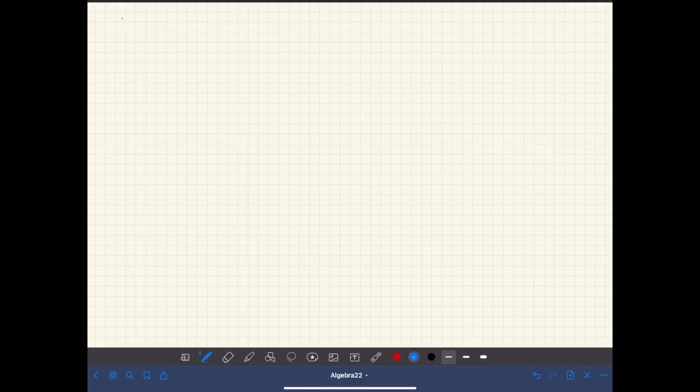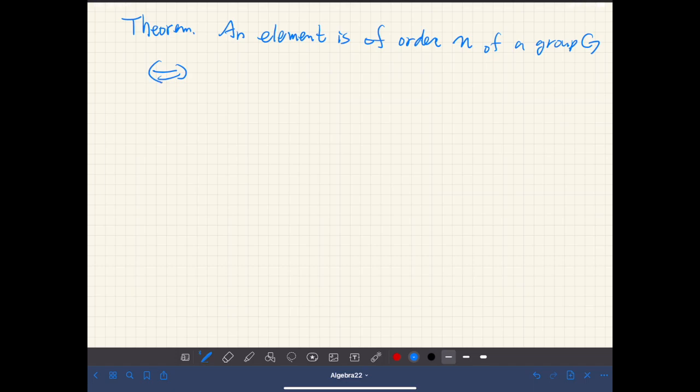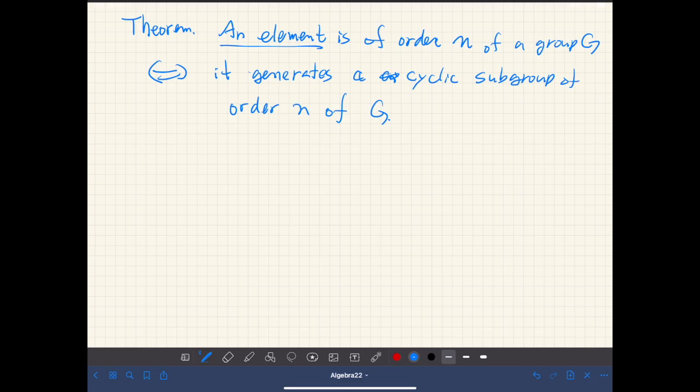Now let's prove this interesting theorem. An element is of order n of a group G if and only if it generates a cyclic subgroup of order n of G. Okay, so it's important to distinguish these two orders.